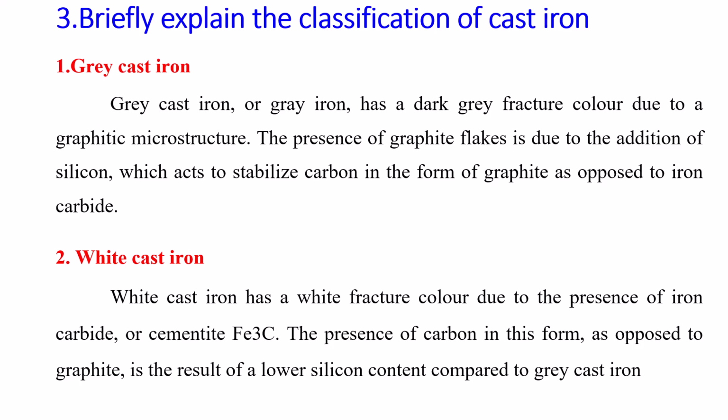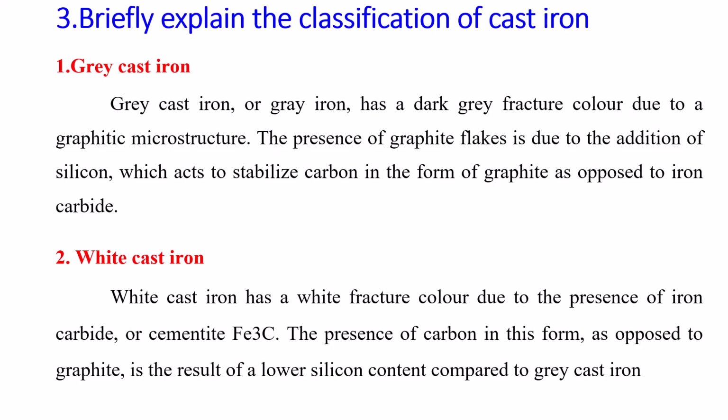The presence of the graphite phase is due to the addition of silicon, which acts to stabilize carbon in the form of graphite as opposed to iron carbide. That simply indicates the color is grey and the carbon is in the form of graphite. Among its properties, damping capacity is high in the case of grey cast iron. That is a peculiarity of grey cast iron.